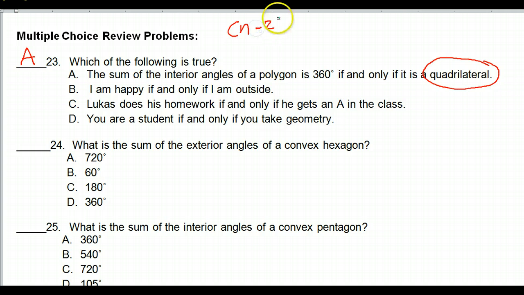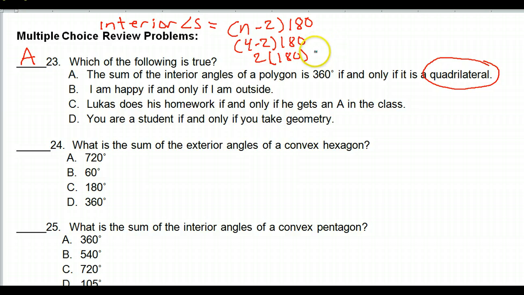Remember this? N minus 2 times 180, where n is the number of sides. This is how we found the total interior angles. If we're talking about a quadrilateral, that would be 4 minus 2 times 180, which is 2 times 180, which is in fact 360. So yes, 360 degrees, if and only if it's a quadrilateral. Those go hand in hand, that's true.